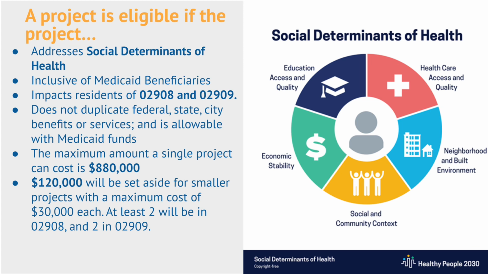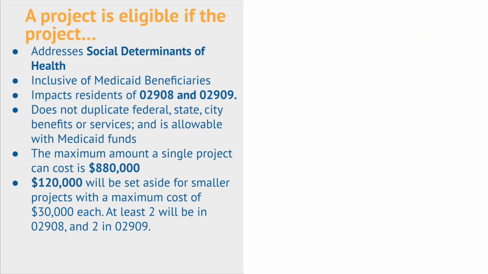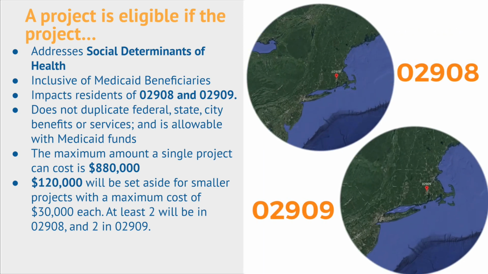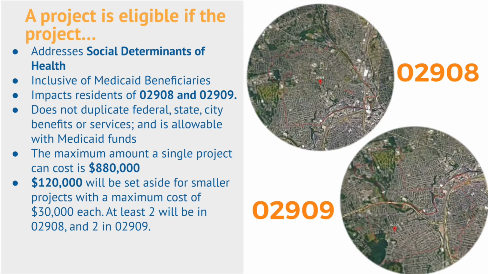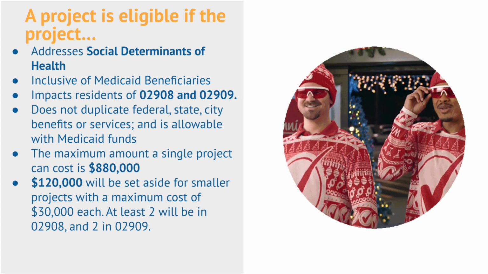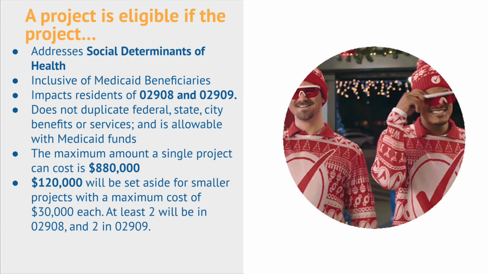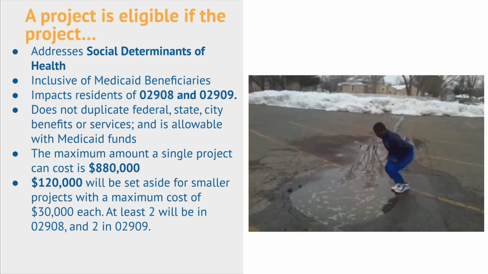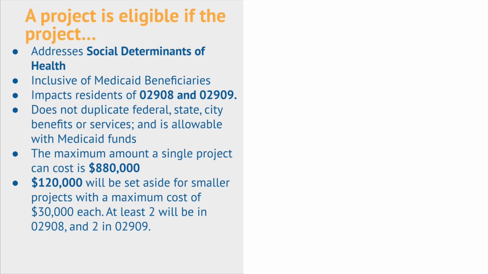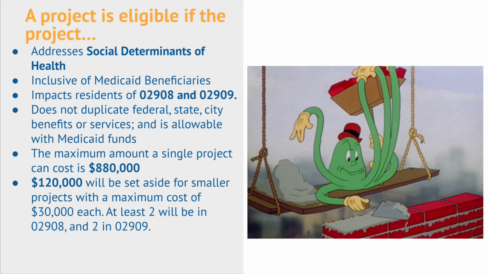So projects can't just fund one business in particular, or just one resident, right? It needs to be a benefit to the entire community. Of course, it needs to impact residents of 02908 or 02909 because this is the 9 Neighborhood Fund, so it should benefit the 9 neighborhoods. Projects cannot duplicate federal or state benefits or services. One of the reasons for this is that we don't want to give the city or the state an excuse to not do a project that they already have the budget for. I will say that projects can supplement state benefits or services.